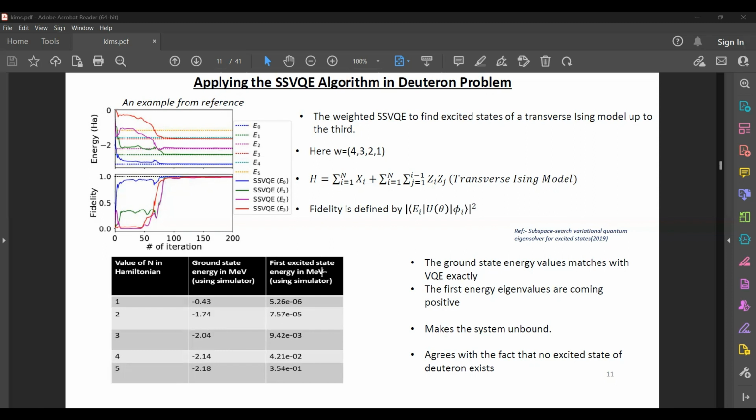And as we move to the first excited state, we see all the results we are getting are positive. So from this, I infer that positive energy eigenvalues mean the system is unbound. And we know from physics that the only stable, or bound, state of the deuteron is the ground state. Once it is excited, it is no longer bound and it becomes a free neutron and a free proton. So this may be matching with the fact that there is no excited state of the deuteron. The only energy state possible for the deuteron is the ground state energy. That's why all the energy values are coming out positive.